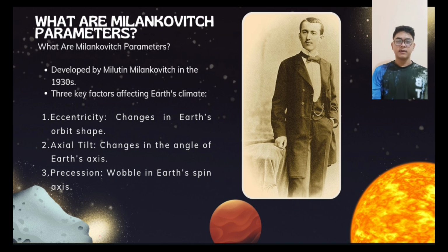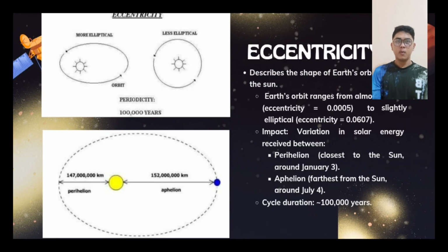Three key factors affecting Earth's climate are: 1. Eccentricity, changes in Earth's orbit shape. 2nd is the axial tilt, changes in the angle of Earth's axis. 3rd is the precession, wobble in the Earth's spinning axis. Now, what are these three? First is the eccentricity.